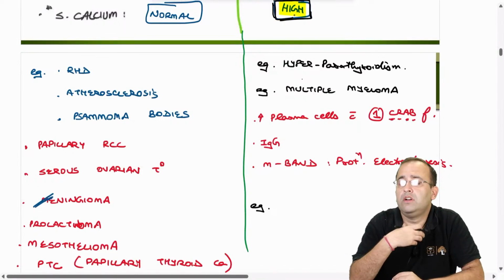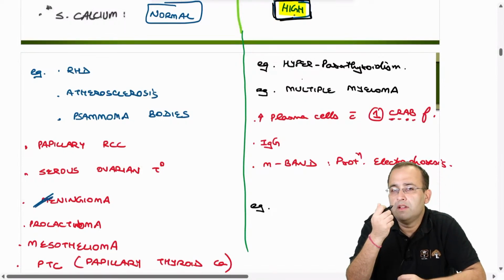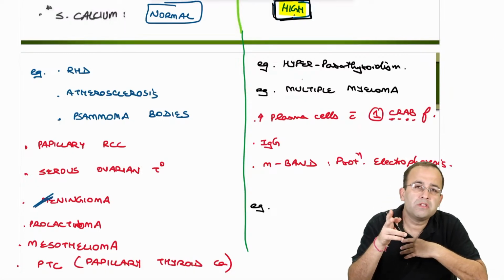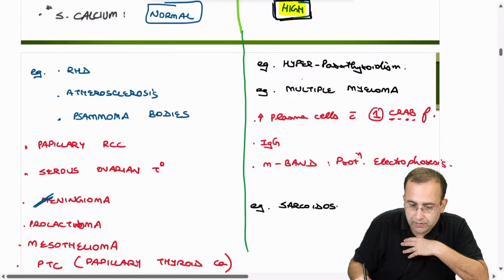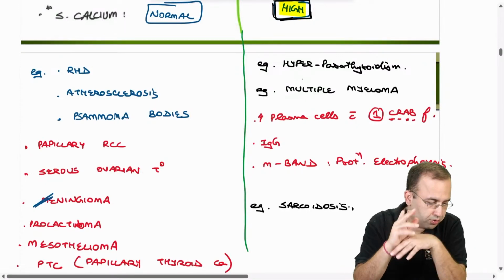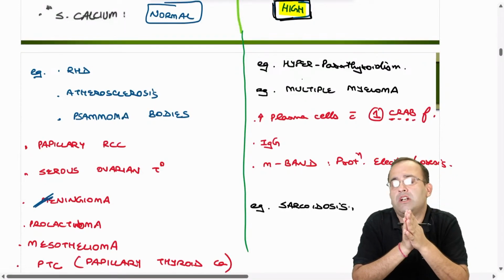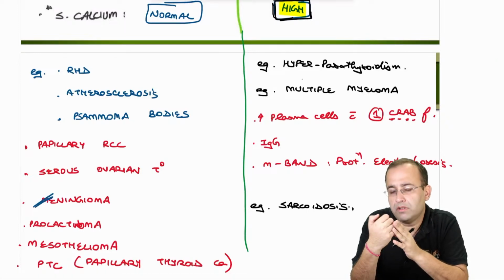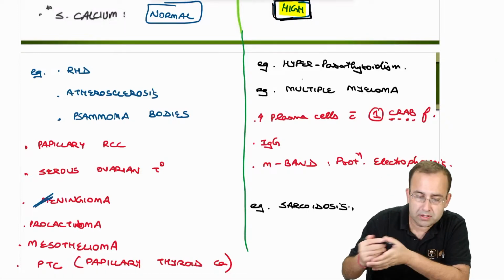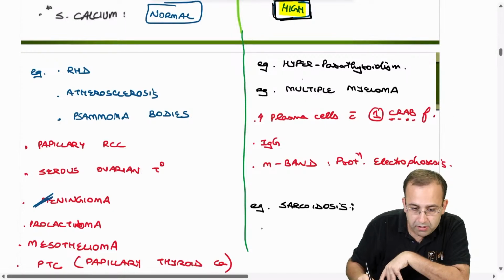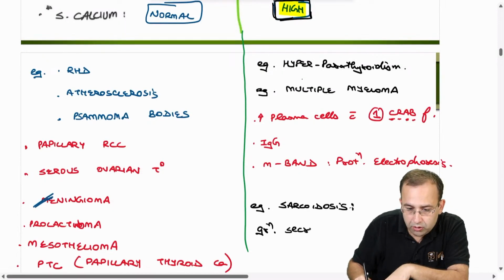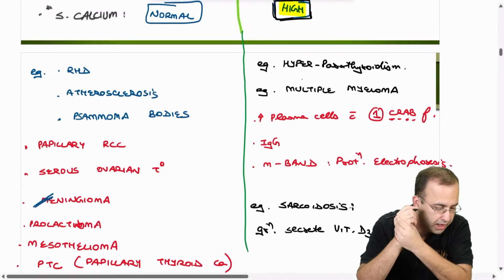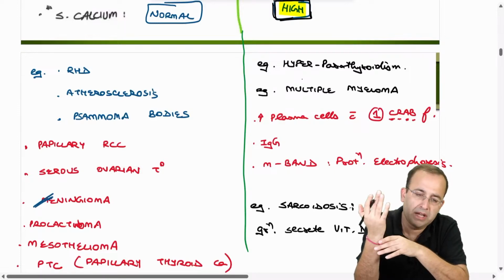In which granulomatous lung disorder? Remember non-caseating granulomas with bilateral hilar lymphadenopathy? Sarcoidosis. It shows increased serum calcium because of secretion of vitamin D3 from granulomas. It has non-caseating granulomas. Granulomas secrete vitamin D3, so serum calcium is increased.